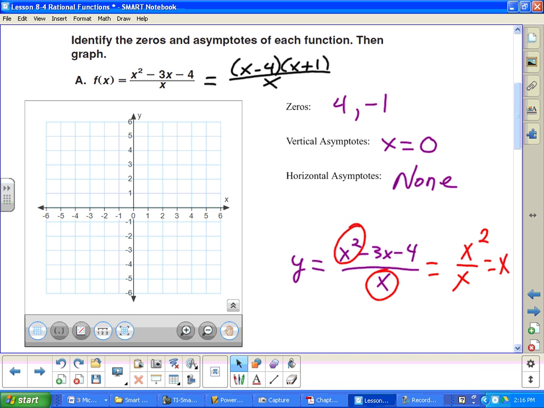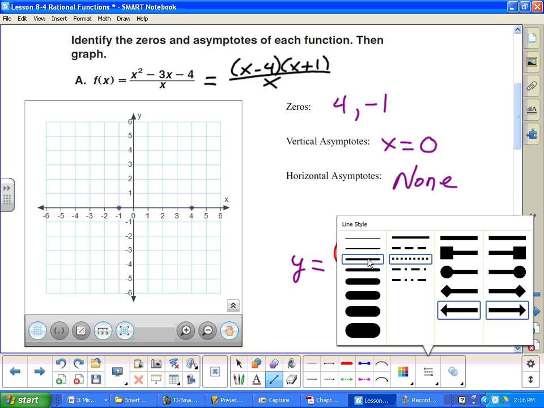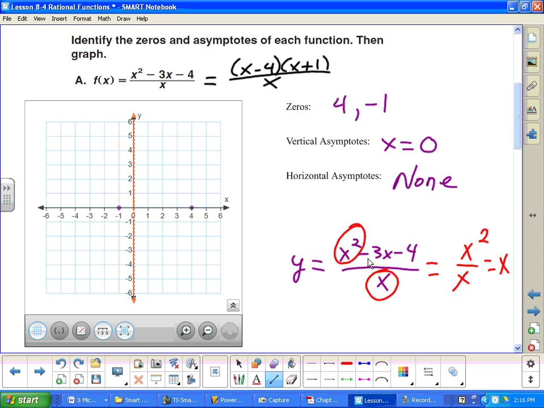So first of all, I have zeros at 4 and negative 1. And I have a vertical asymptote at x equals 0. So that means I'm going to draw a vertical line on the y-axis where x equals 0. Okay, it's a vertical dotted line. When you draw the asymptotes, they are dotted lines or dashed lines.